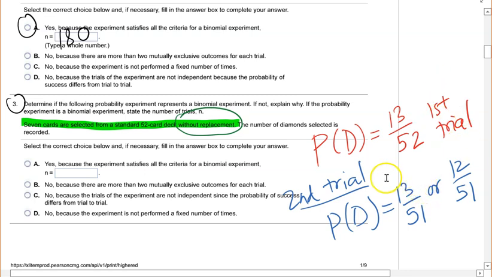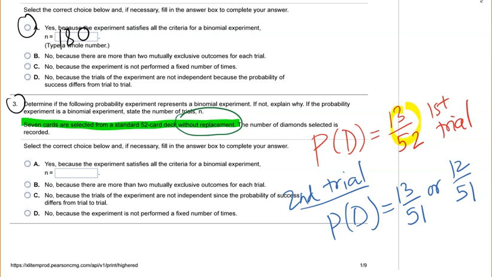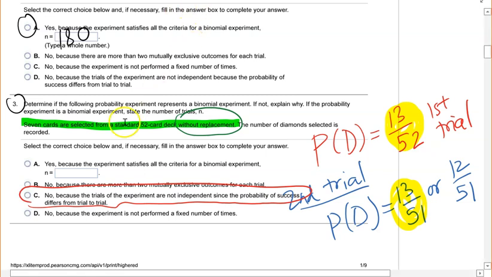But if you did not, the probability of getting a diamond in the second trial is 13 over 51. Therefore, you see that in the first trial and second trial, the probability of success, here success is getting a diamond, is not the same. Therefore, this is not a binomial experiment. The answer to this question is number 3, C, because the trials are not independent, and also you can see that the probability of success differs from trial to trial. Okay.